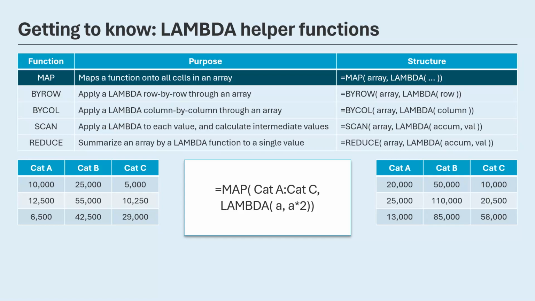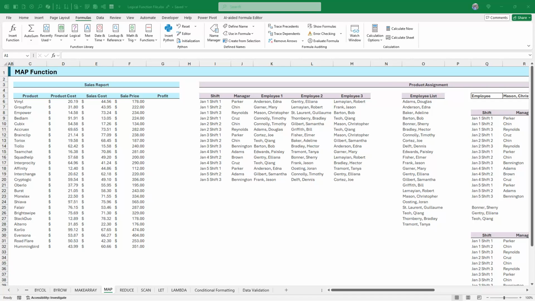And so the result turns into an area that is matching up with whatever fed into it. As opposed to BYROW, which creates a single column of results, or BYCOL, which creates a single row of results, or REDUCE, which creates a single cell with the results in it, the map function leaves all the cells exactly where they are. Let's see that in real life.